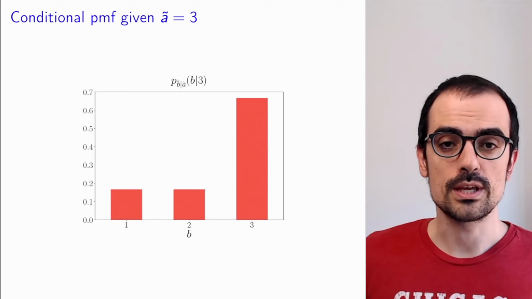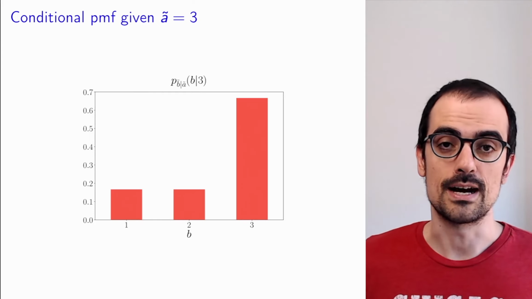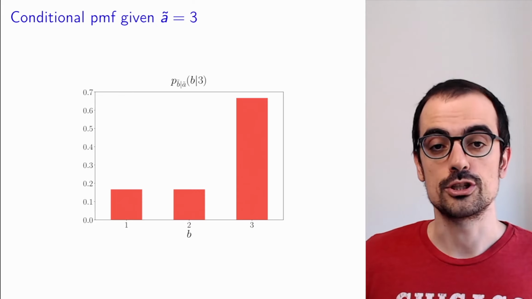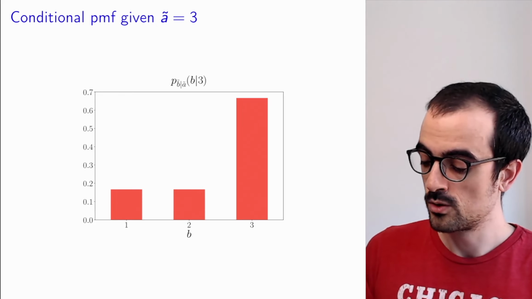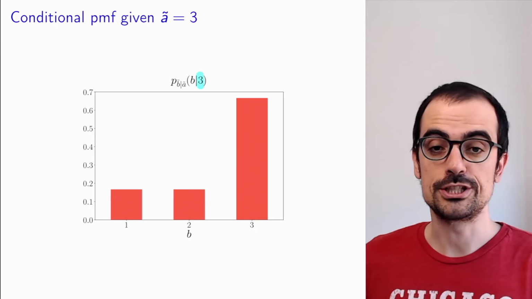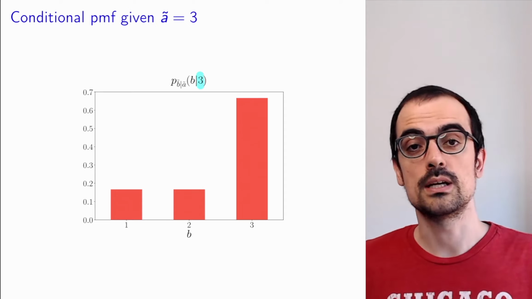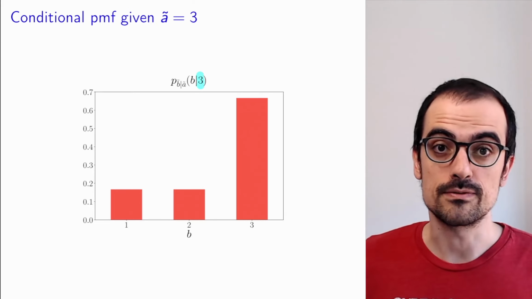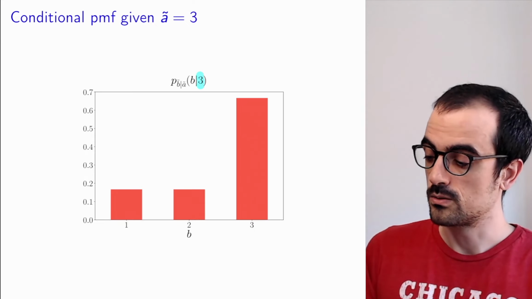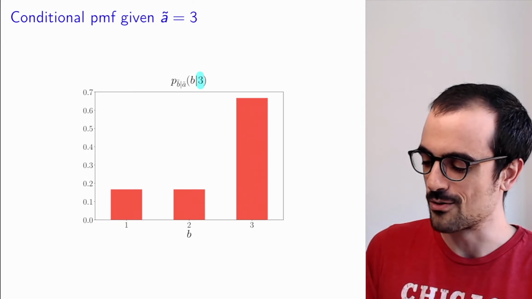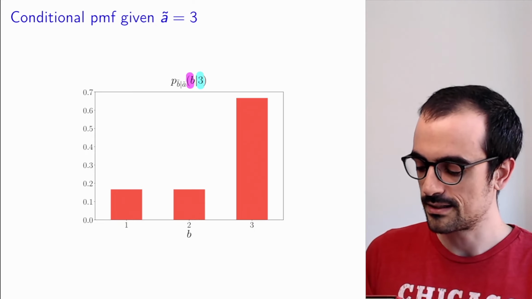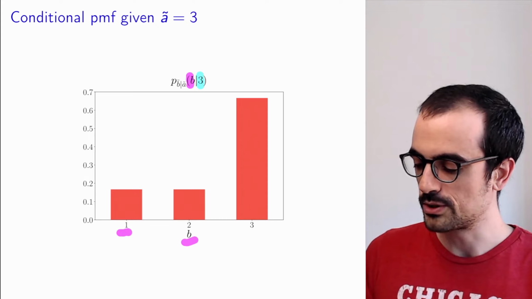Okay? So here, once we normalize by dividing by the probability of A being equal to 3, we get this valid conditional PMF. Here I'm showing you the PMF for A equals 3. If we changed A to something else, we would obtain a completely different PMF. Then there's the other variable B, and that just tells us the values over which we're computing the probabilities.